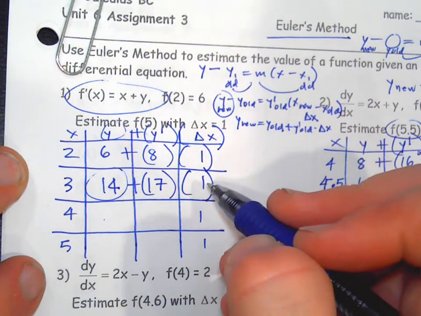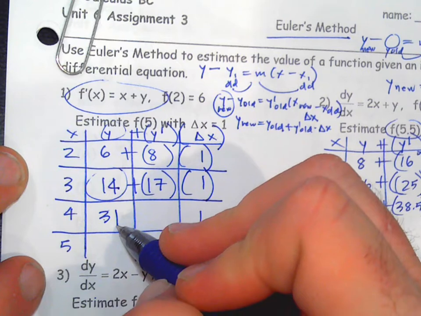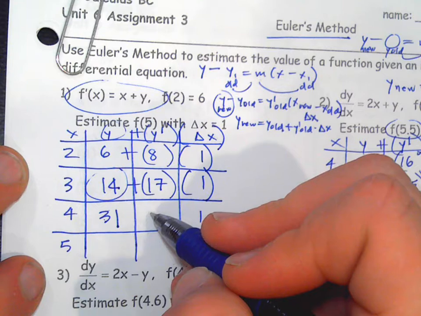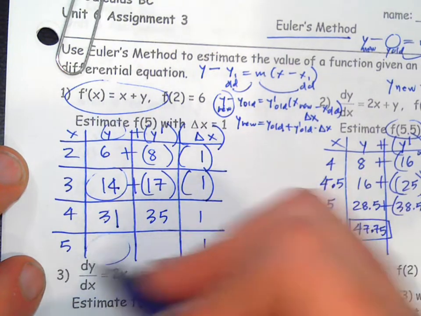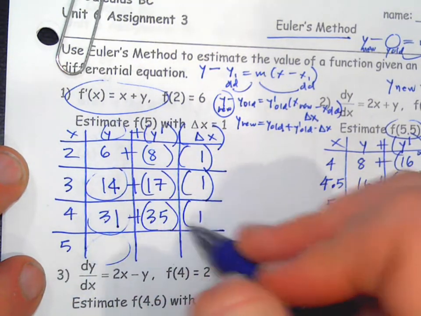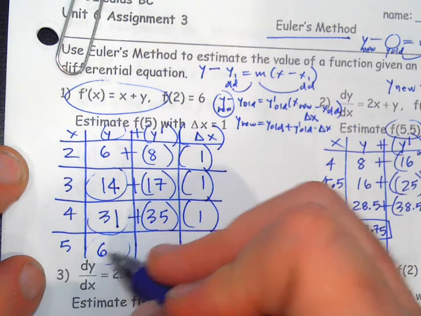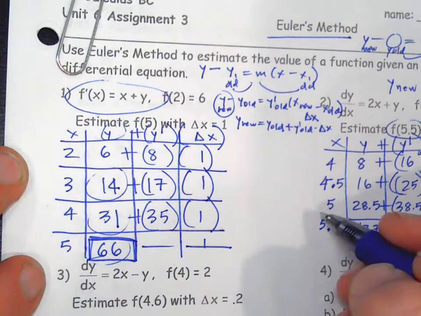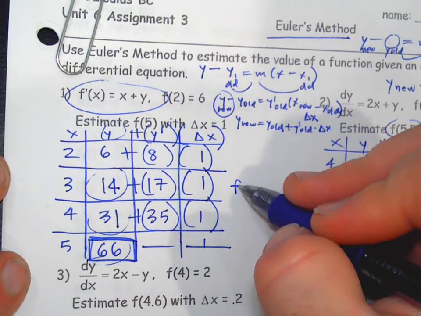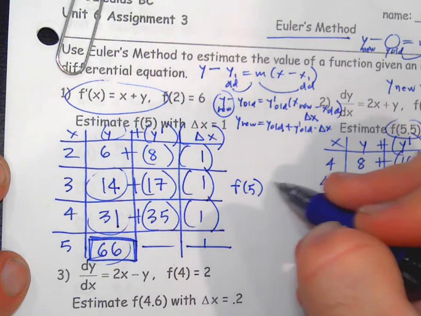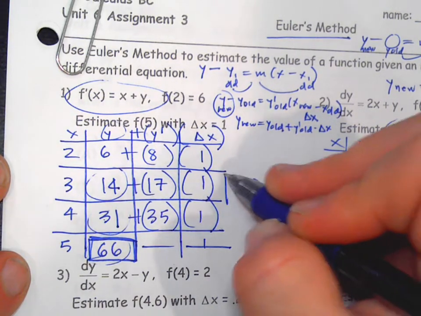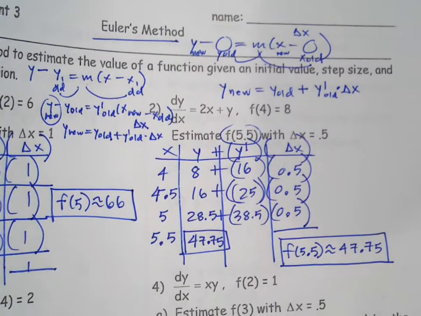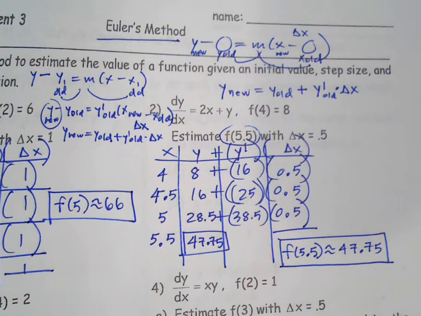I write this stuff down just to kind of make it solid in my head. It's 31. So this one, the new y prime is going to be 35. So the new y is going to be this plus this times this. So that's going to be 66. That's your final answer. Don't need to do y prime or delta x for the last step. Let's write our answer nicely. F of 5 is approximately 66. This is an estimation. We did number 2. This is the work, in case you missed it. Pause the video if you need to.